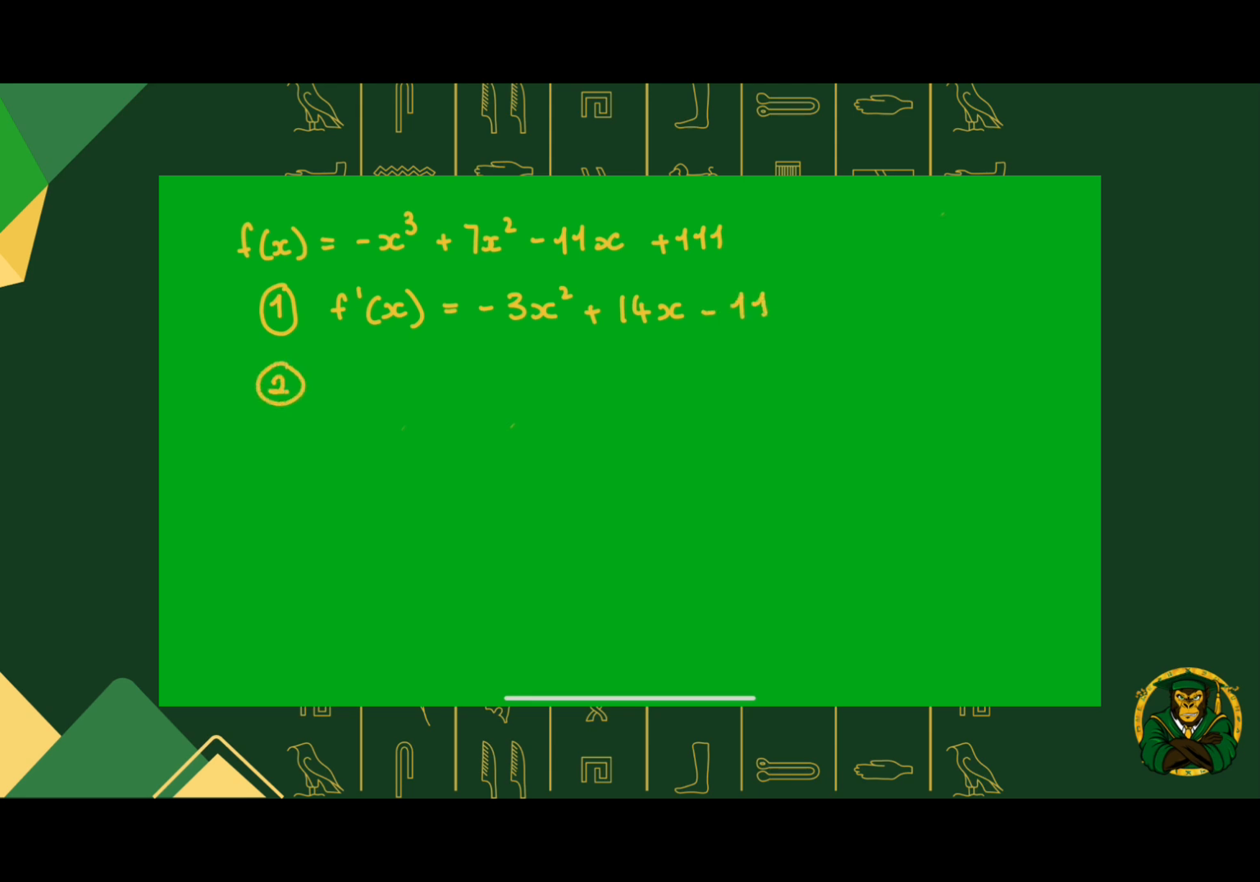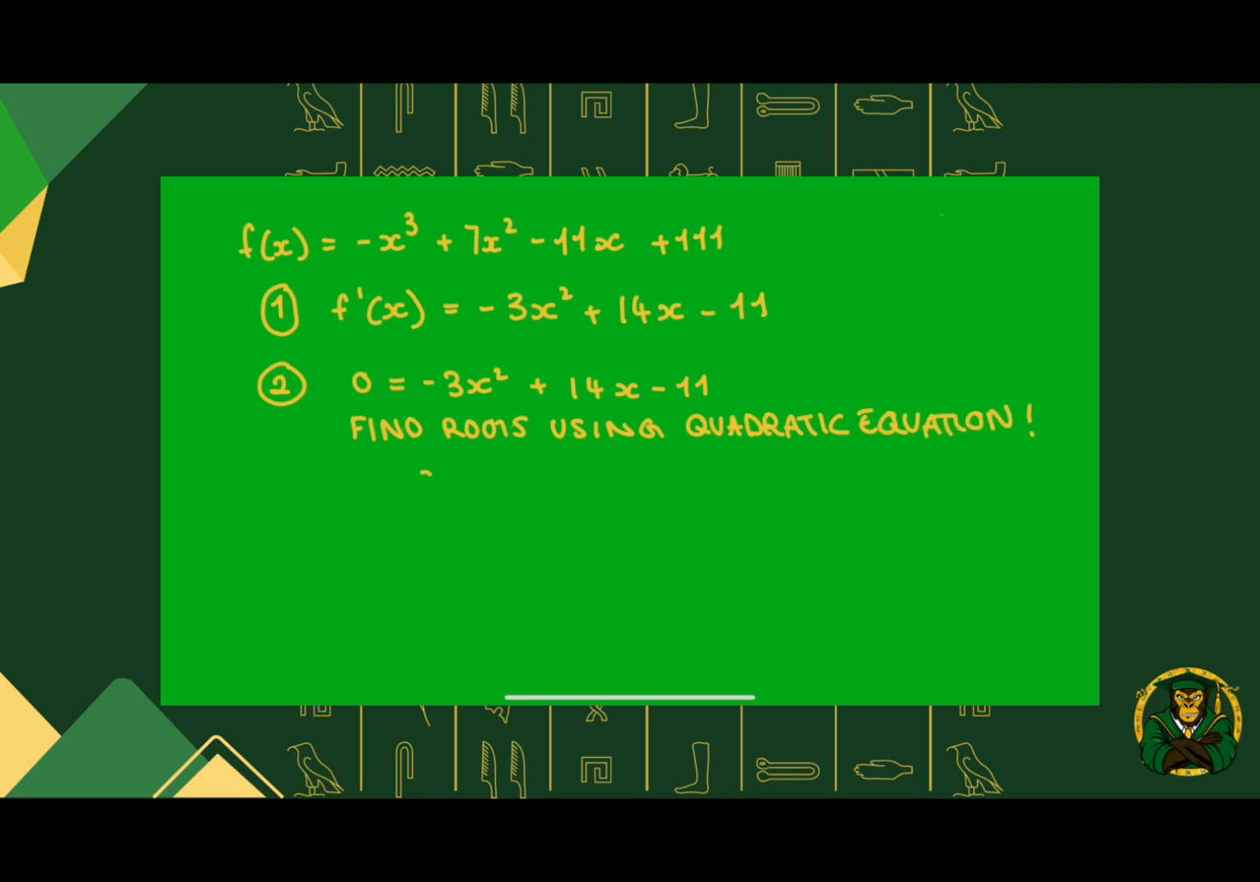Second rule is you have to equate your equation to 0 to find the roots. To find the roots of the equation, you use the quadratic equation. The quadratic equation can be found anywhere in your slides or on the internet, no worries. And so that means that x equals 1 and x equals 11 over 3, your roots.